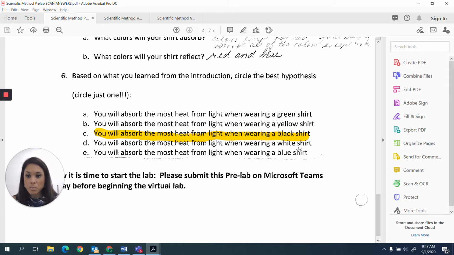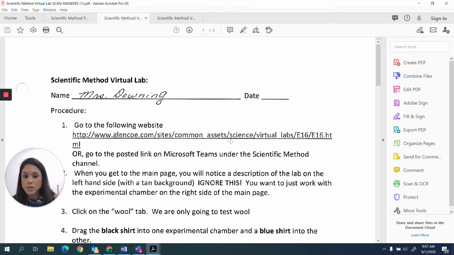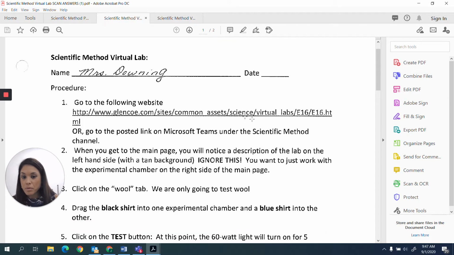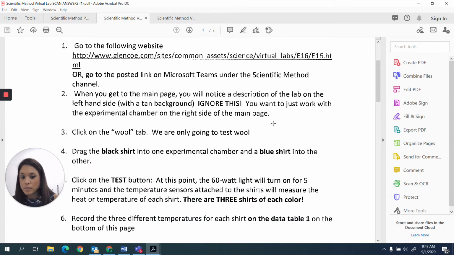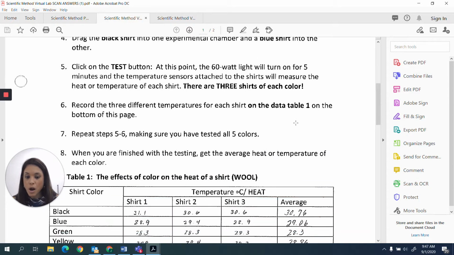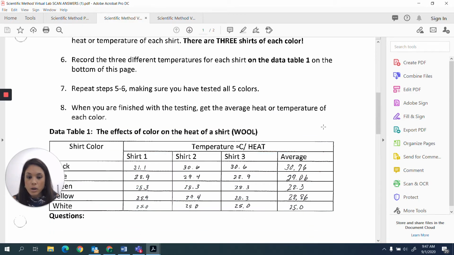Okay, so this was the pre-lab. Let's go into the actual virtual lab and discuss that. I'm happy to hear that you all didn't have problems logging onto this website and got to do your various tests. The first test was on wool, and your table should look something like this.